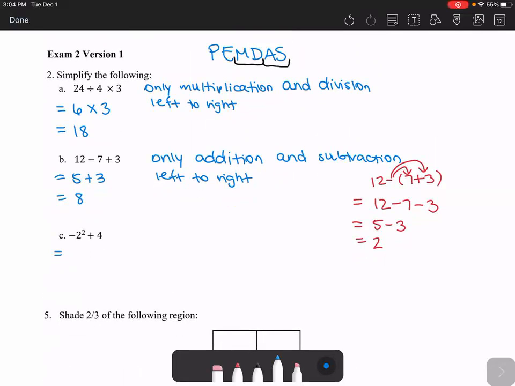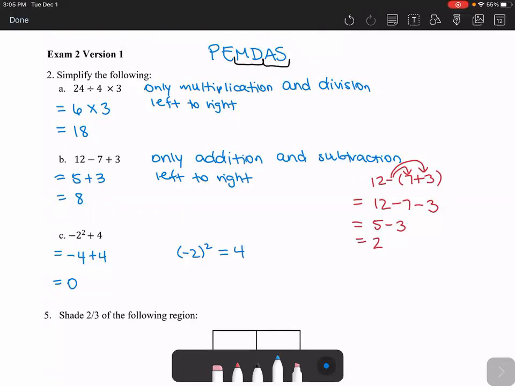So when we do this exponent first, we are squaring 2. We are not squaring negative 2. So this is minus 2 squared. So the minus is applied to the 2 squared. So this is going to give us minus 4 plus 4, which is just going to be 0. So a lot of people took this minus 2 squared as if we were squaring negative 2, but that looks different. So if we're squaring negative 2, it's always going to look like this. And that's going to give us 4.